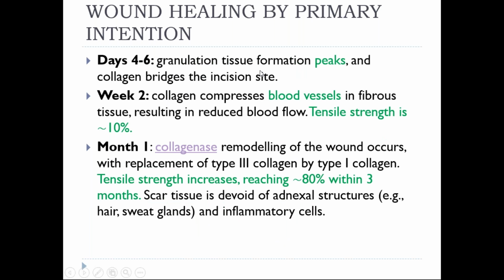On days 4 to 6, granulation tissue formation peaks and collagen reaches the incision site. In week 2, the collagen compresses the blood vessels in fibrous tissue, resulting in reduced blood flow, and there is a tensile strength of around 10% during week 2. In month 1, collagen remodeling of the wound occurs, with replacement of type 3 collagen by type 1 collagen, which has high strength. So the tensile strength increases, reaching 80% within 3 months, and scar tissue is devoid of adnexal structures such as hair, sweat glands, and inflammatory cells. This point you should remember. The scar tissue is devoid of adnexal structures like hair and sweat glands.